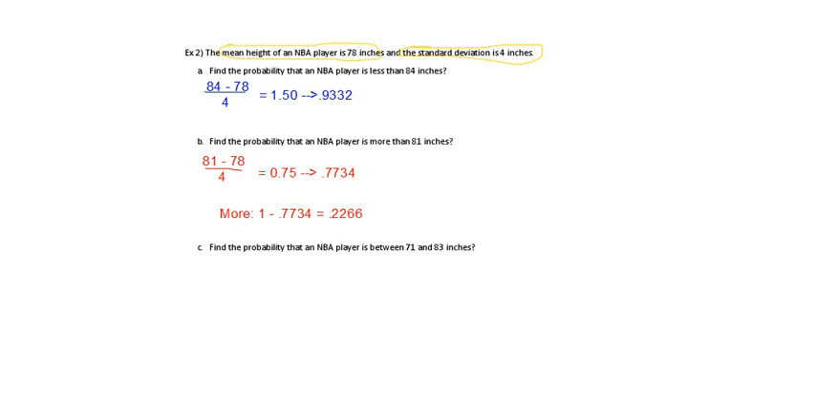Part C, find the probability that a player is between 71 and 83. That means we have to do this twice. So we'll do the 71 first. Sorry, 71. Let's do the 71 first.